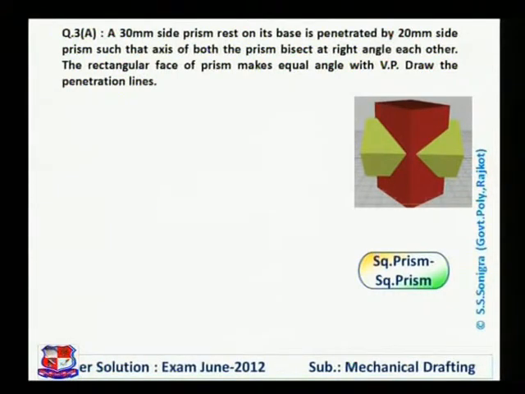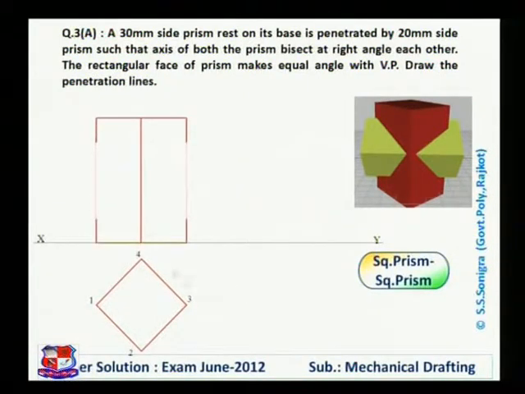So for this, first of all, let us draw the XY line which represents the intersection of HP and VP. Then draw the square top view of the square prism. It would appear like this: a square which makes an equal angle with the XY line, meaning all sides make an angle of 45 degrees with the XY line. The side length is given, that is 30 mm. It is penetrated by the 20 mm side prism. So after drawing this top view, draw its front view like this.